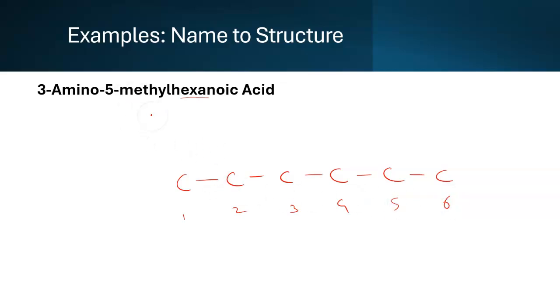Firstly, write the substituents on it. You should know that carbon will always have a valency of 4. So always it will have a valency of 4.